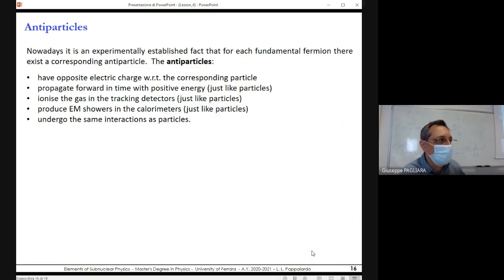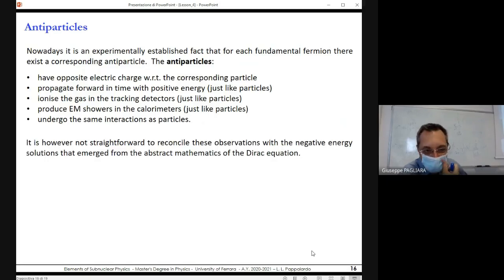Now, what can we say today about antiparticles? Today it is an experimentally established fact that for each fundamental fermion there exists a counterpart of antimatter, an antiparticle. Antiparticles have opposite electric charge with respect to their corresponding particle, but they propagate forward in time and with positive energy, just like particles. Furthermore, they ionize the gas in the tracking detector, just like particles. They produce electromagnetic showers in calorimeters, just like particles. And they undergo the same interactions as particles: gravity, electromagnetic, weak, and strong.